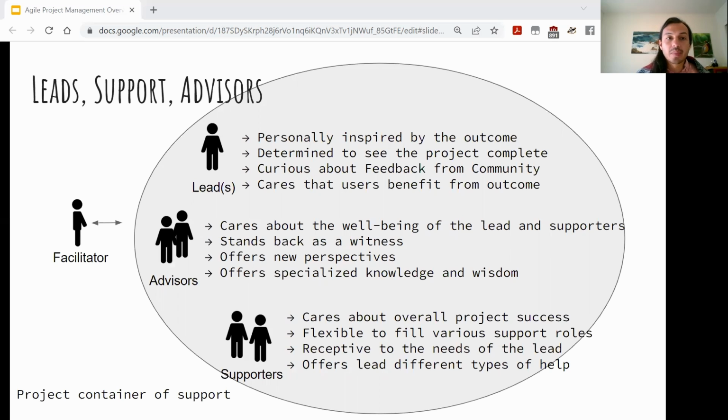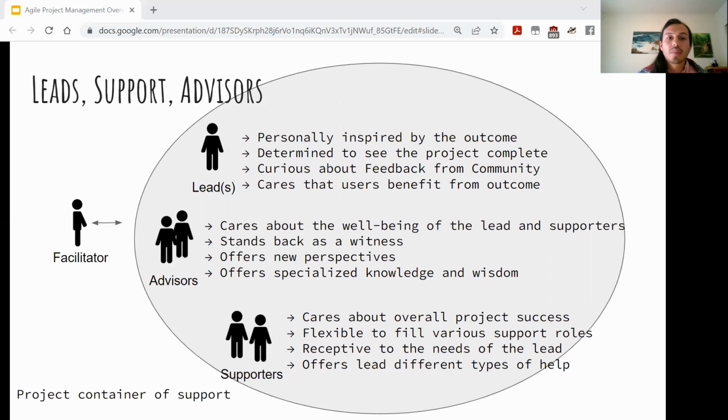A good lead, for example, is someone that is personally inspired by the outcome that they want to create. They're determined to see the project to completion, and they're curious about the feedback from the community that they receive. They also care that the users will benefit from the outcome. That is, they don't want to just do a paper, or they don't want to just do a report. They actually want to see real outcomes, real benefits brought to the community via their work.